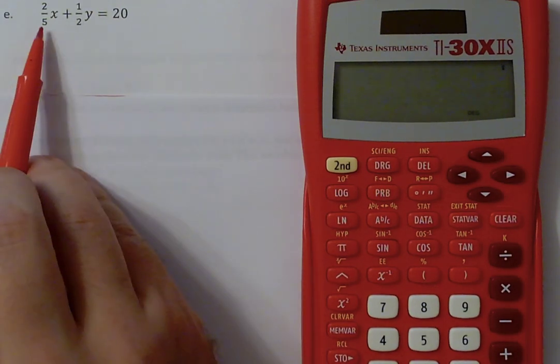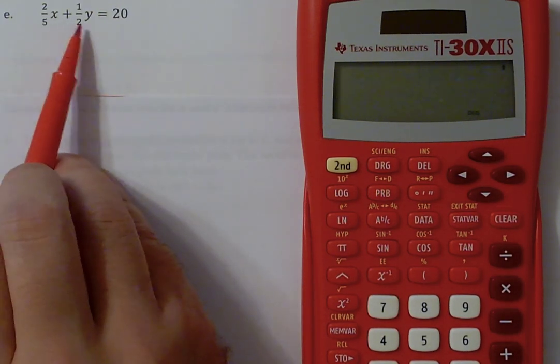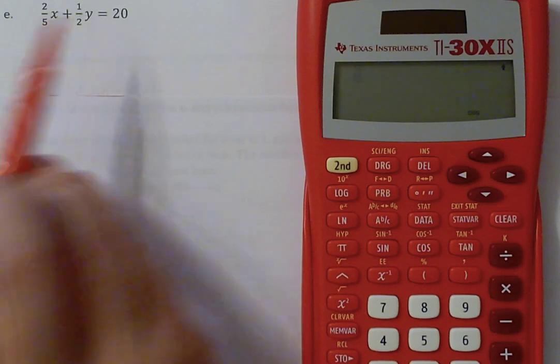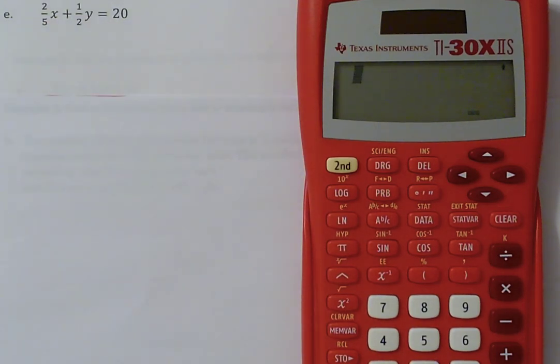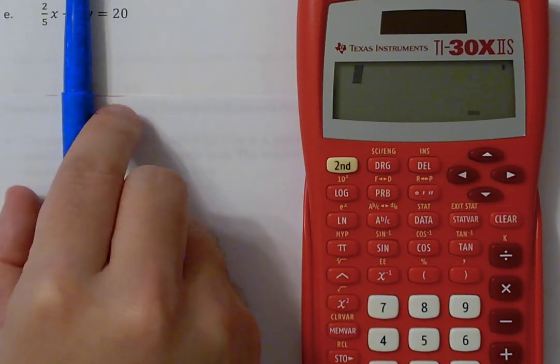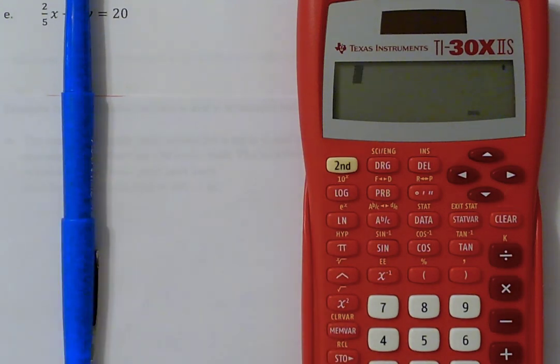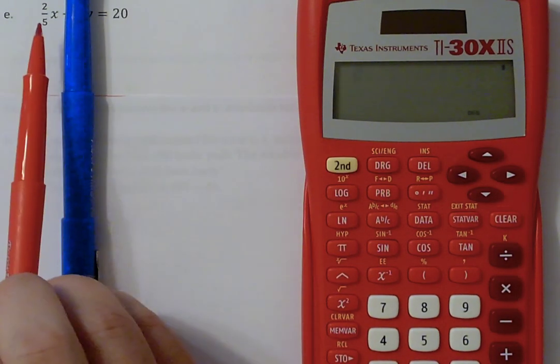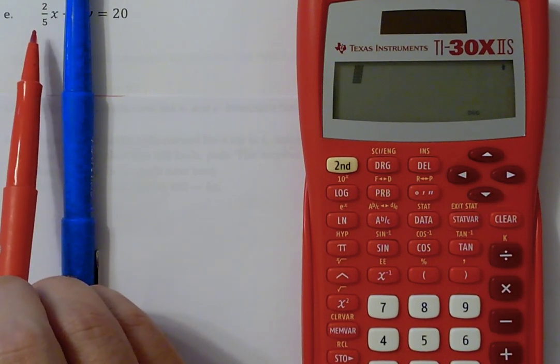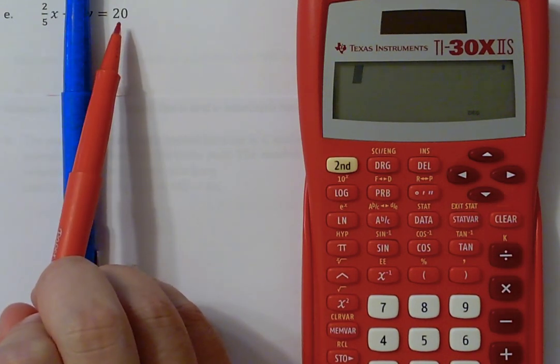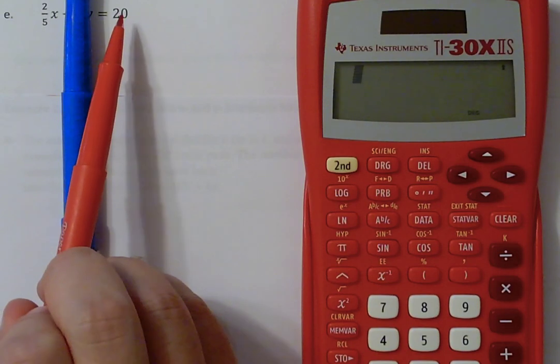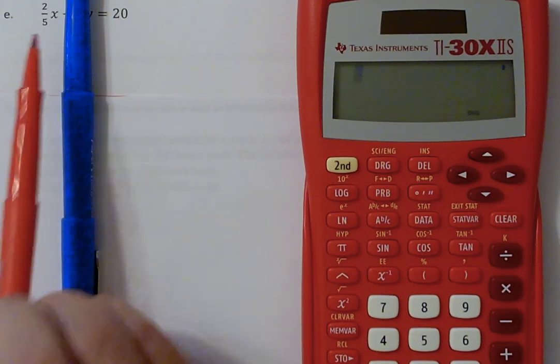Alright, for E we have 2/5 x plus 1/2 y equals 20. Again, I'm going to use the cover-up method. To figure out my x-intercept, I'm going to cover up my y. So I have 2/5 x equals 20. What I have done is I've taken the number in front of x and divided it into the number on the other side. So that means I need to do 20 divided by 2/5.